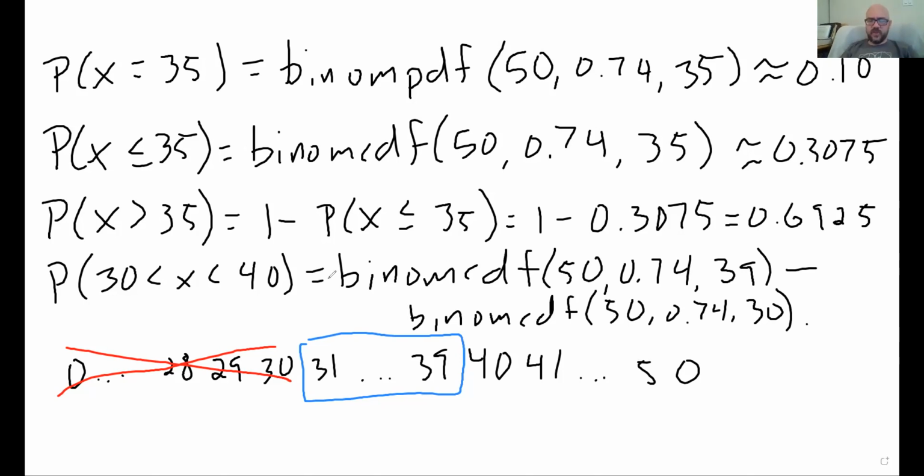So I'm going to get all the stuff that I do want, right? 39 and below. That also includes a bunch of junk that I don't. And so I'm going to subtract that off. So that's my strategy. Let's go do it.